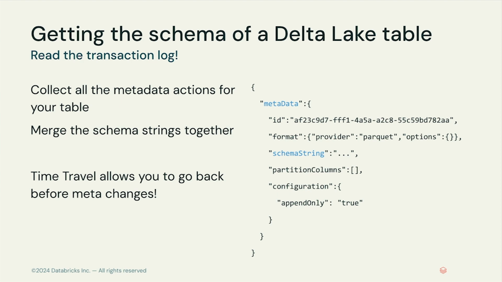We go ahead and generate the schema from that. So that's how we get the schema from the transaction log. And actually a really cool feature is if you use time travel and you go back before this commit happened, you will have the old schema of the table.